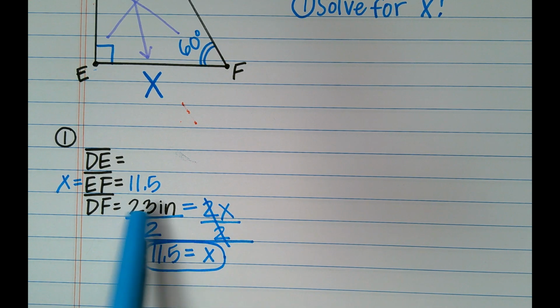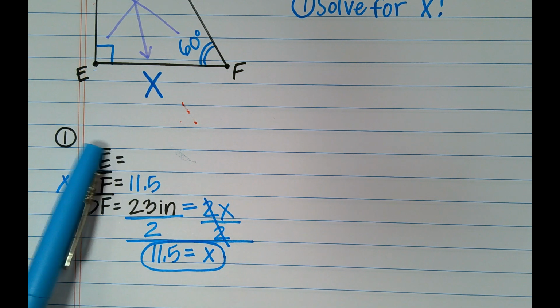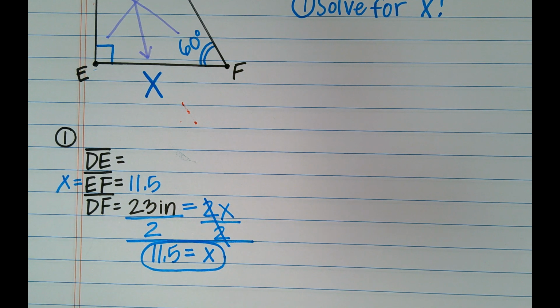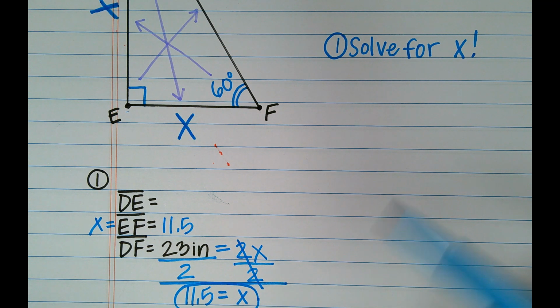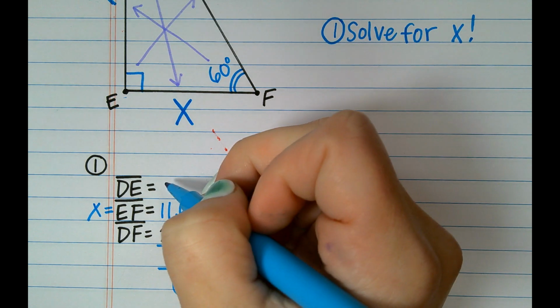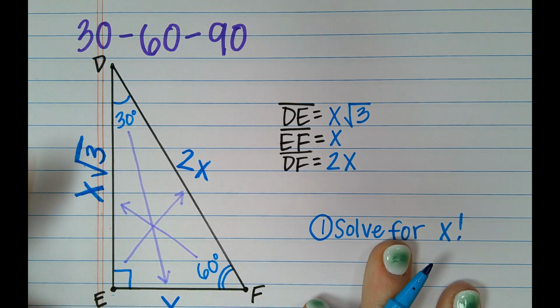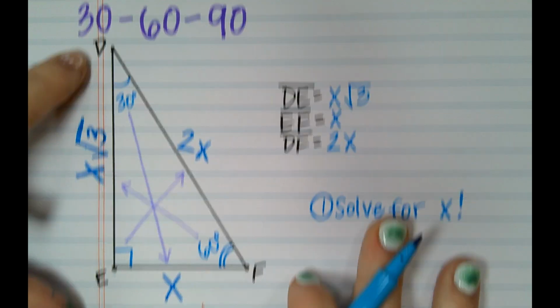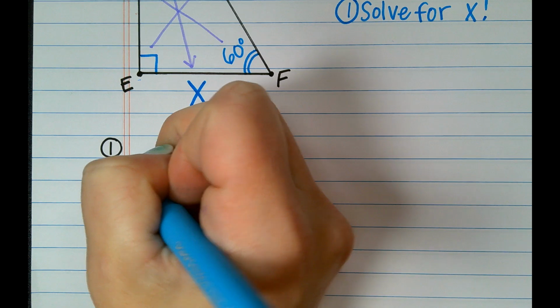Okay, does everybody see where we got EF? Now that I have EF, I just need to find DE. I don't know the number value for DE. What do I know for DE? Erica: DE is equal to x radical 3. Yes, DE is equal, according to our drawing, to x radical 3. So I'm going to write that over to the side, x radical 3.